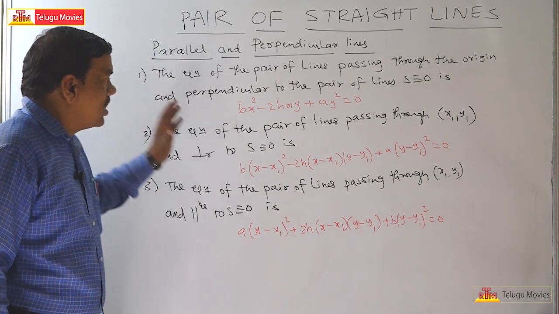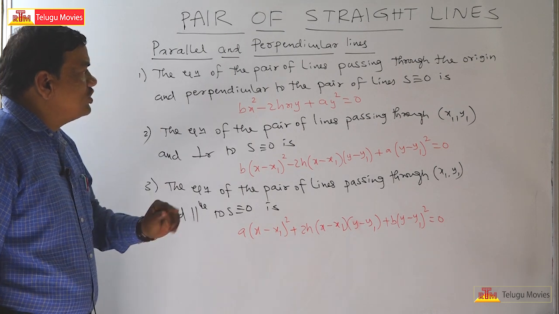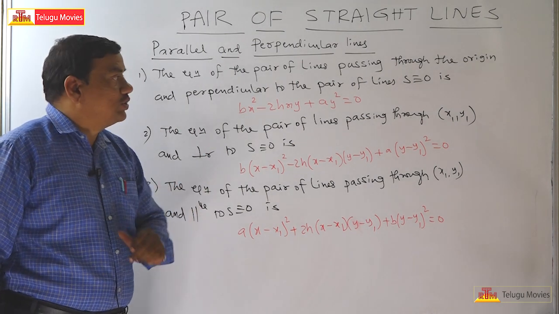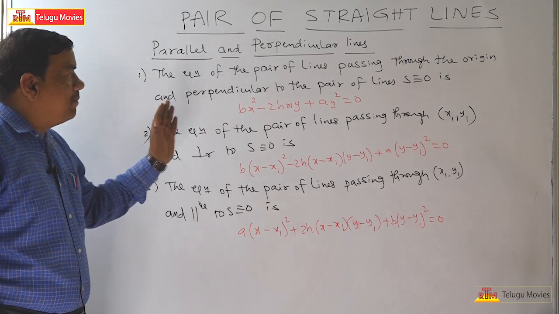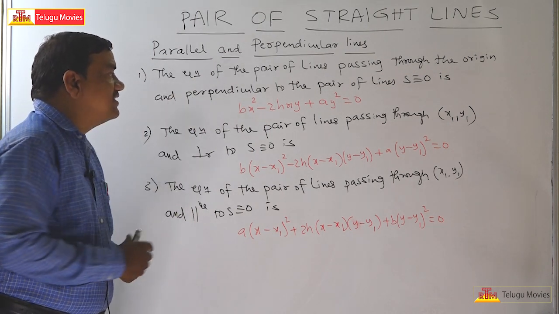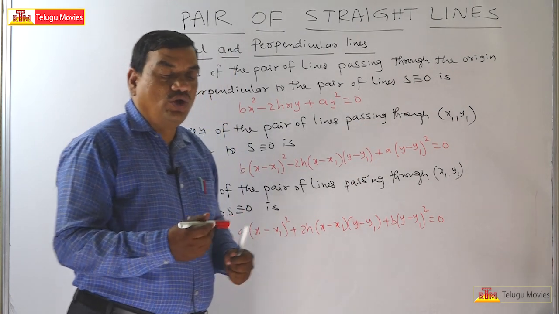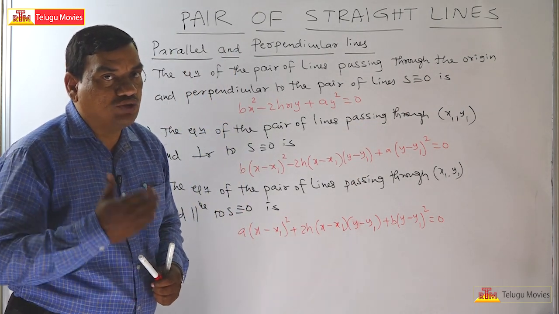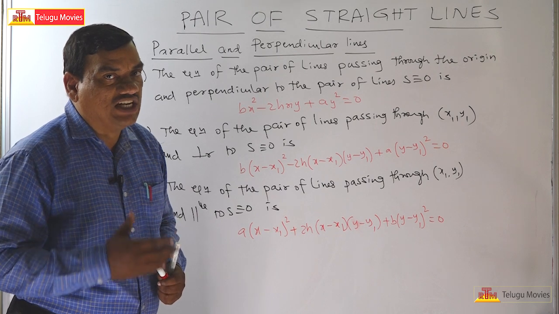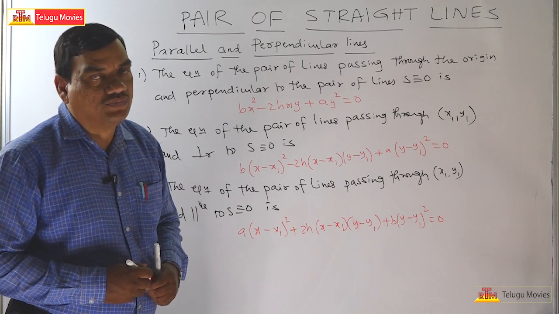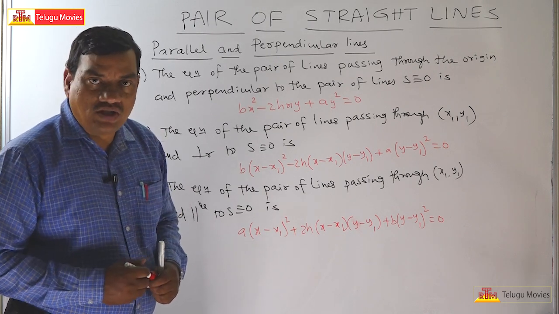Now, the first concept is the equation of the pair of lines passing through the origin and perpendicular to the pair of lines S is equal to 0. We know that S is equal to 0 means the general form ax square plus 2hxy plus by square plus 2gx plus 2fy plus c is equal to 0. Those lines do not pass through the origin.